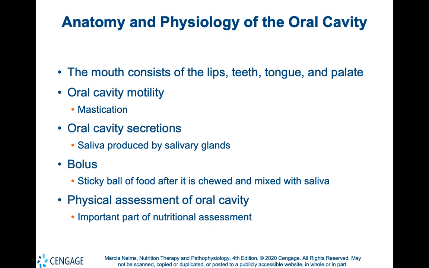The primary secretion of the oral cavity is saliva. Saliva is produced in the mouth by three parts of the salivary glands: the parotid, submandibular, and sublingual. Saliva is made of water, electrolytes, and protein. After food is chewed and mixed with saliva, it is shaped into a sticky ball called a bolus. The bolus is moved from the front of the oral cavity to the back, where swallowing is then initiated.